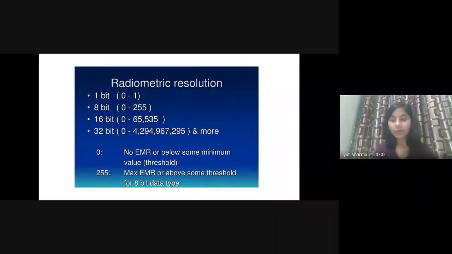I think the 4 types of resolution have been cleared. The first is spatial, based on the size of the pixel; then the temporal, the frequency at which the satellite gets the data; then the spectral, whether the satellite is able to capture different wavelength bands; and the fourth is radiometric. Yes, Kuldeep, you want to say something?